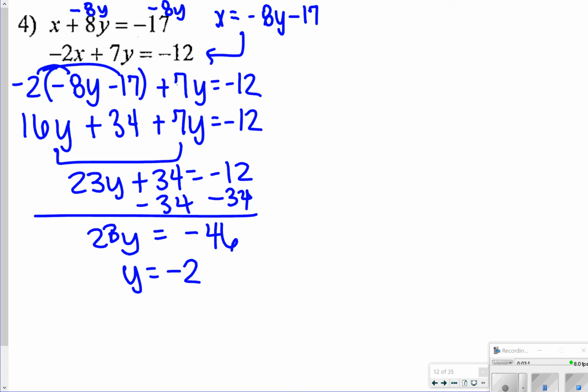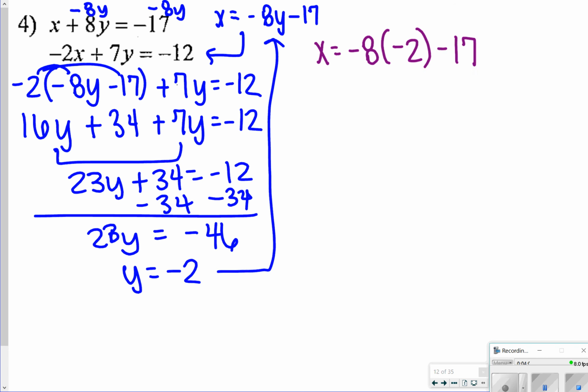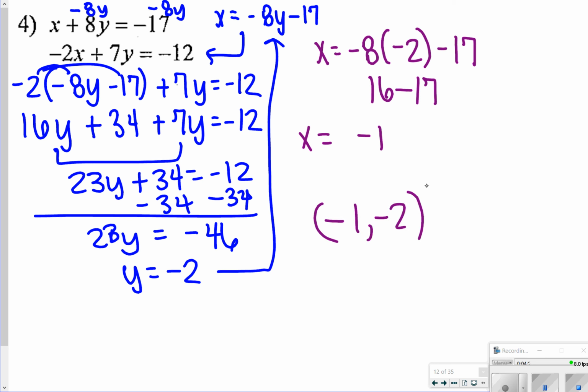Now that I've found my y, I can go back and plug it in. I maybe even would plug it in right back up here where we solved for x, because x is already solved for. Remember, it doesn't matter where you plug y in, as long as you plug it in somewhere to solve for x. Negative 8 times negative 2 is a positive 16, and 16 minus 17 is negative 1. So x is equal to negative 1 for number 4, so my answer would be negative 1, negative 2.